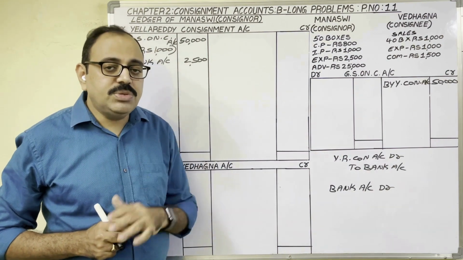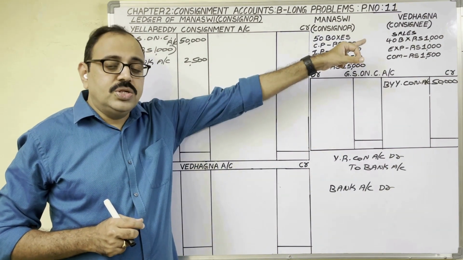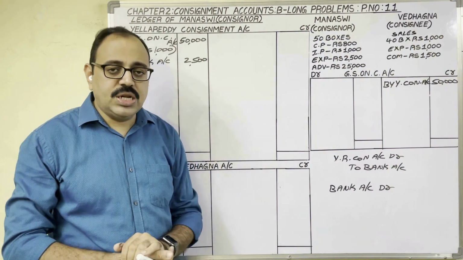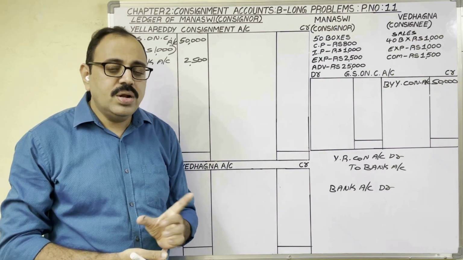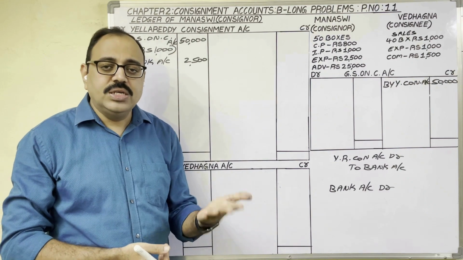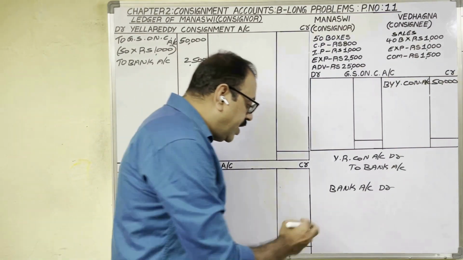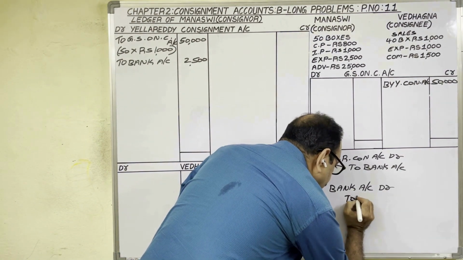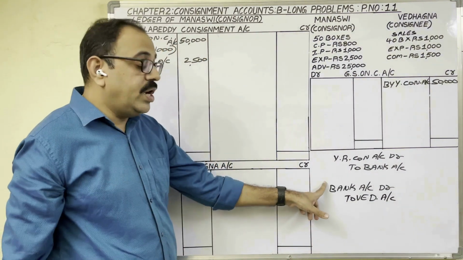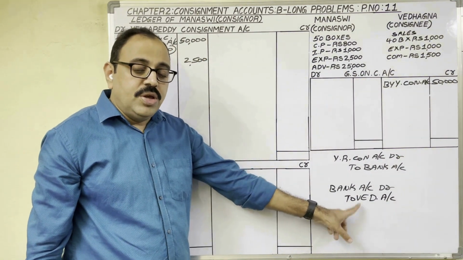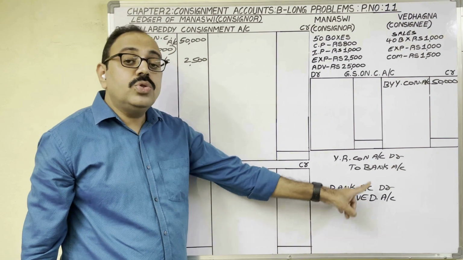And who is giving this money? Vedagna. So Vedagna account is also a personal account. Personal account rule: debit the receiver, credit the giver. She is a giver. Therefore, we should credit Vedagna's account. Entry is bank account debtor to Vedagna account, being advance is received through a check.